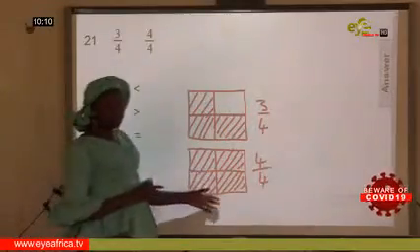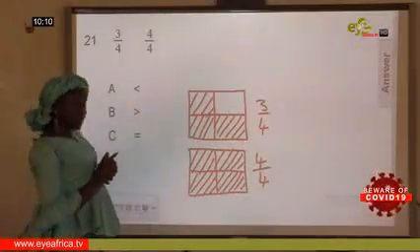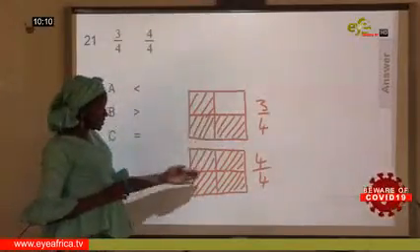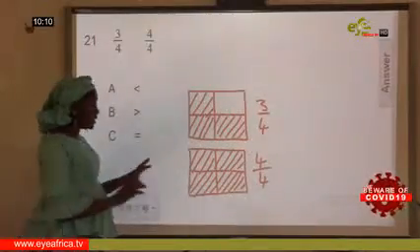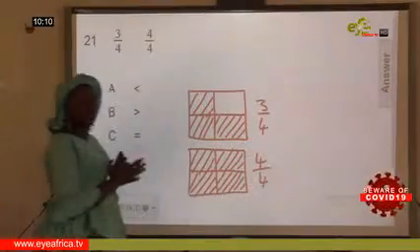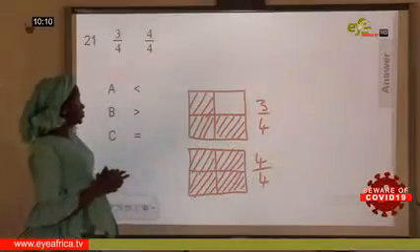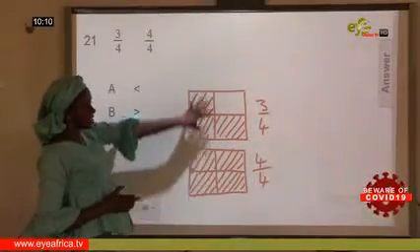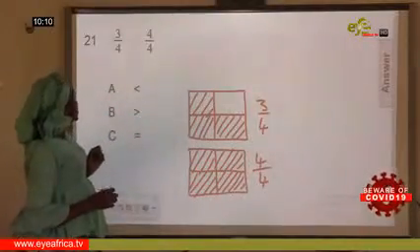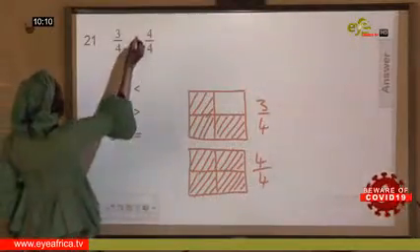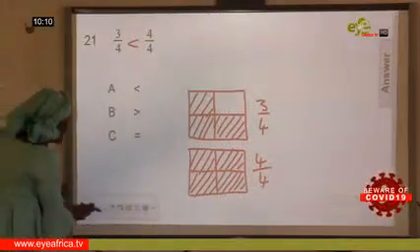The 4/4 is greater than the 3/4. Or we can say the 3/4 is less than the 4/4. Why? The 4/4 is a whole because we shaded all the portions there. So that one is a whole which is greater than 3/4. So 3/4 is less than 4/4.